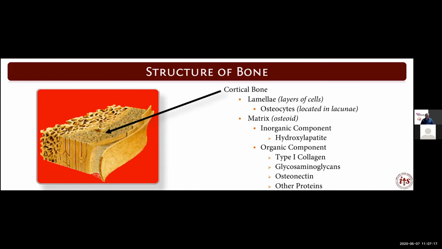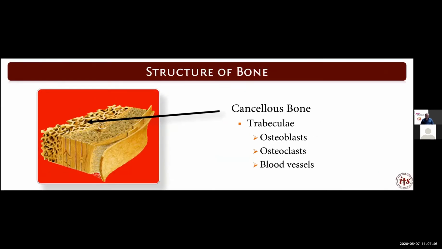Important slide. This is just a representation of cortical bone. You see the lamellae, these are just layers of cells, osteocytes within the lacunae. The inorganic matrix is all of hydroxyapatite, as it is in all mammals. And the organic component is type 1 collagen, glycosaminoglycans, osteonectin, and lots of other proteins. In the cancellous compartment, we have the trabeculi that are loaded with osteoblasts, osteoclasts, and blood vessels.